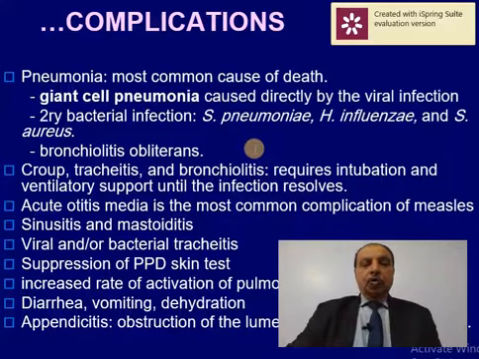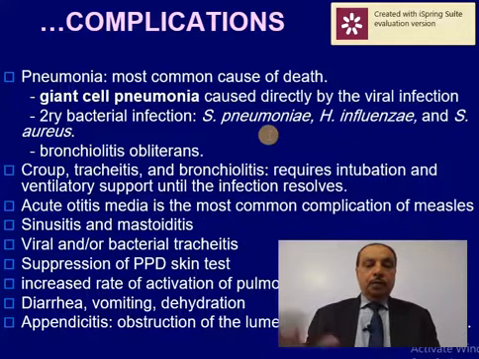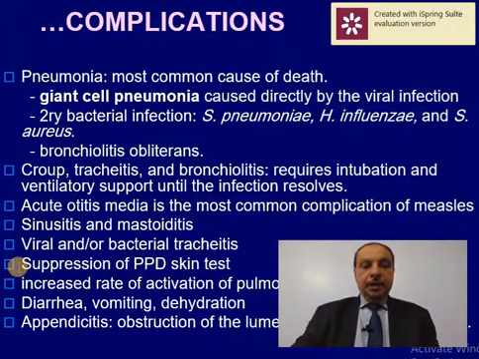Again, acute otitis media is the most common complication of measles. Sinusitis, mastoiditis. As you will see, there will be direct spread from the throat or mucous membranes to the surrounding, like otitis media, sinusitis, croup, and all these things, then it will descend to pneumonia and so on. We told about viral and bacterial tracheitis and how we manage suppression of PPD skin test. There is some relation between measles and tuberculosis. So the purified protein derivative or tuberculin test of tuberculosis will be suppressed when the patient has measles. So don't check tuberculosis except after the measles will be cured.